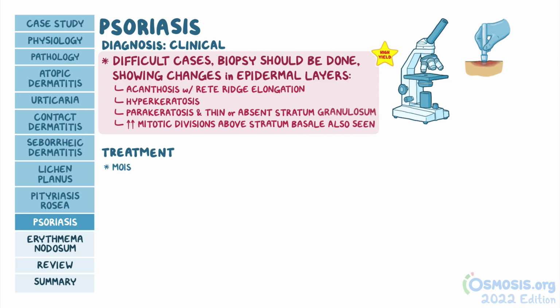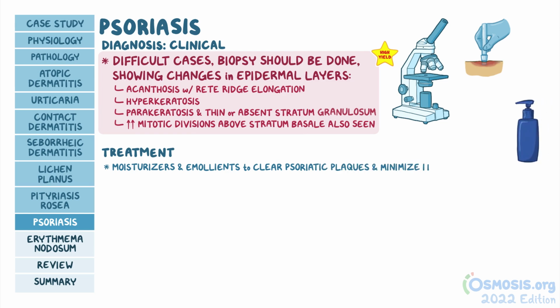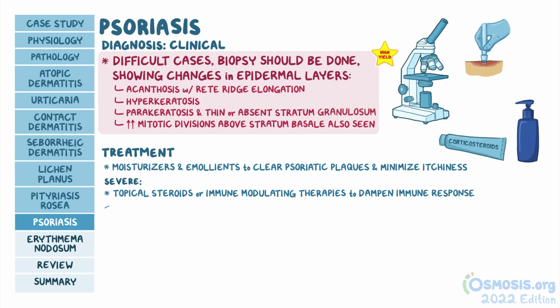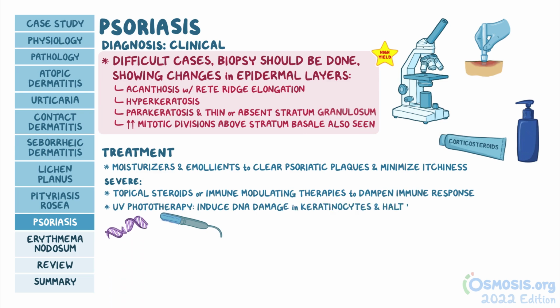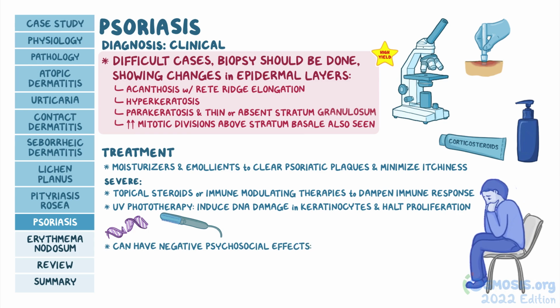Treatment can include moisturizers and emollients to help clear psoriatic plaques and minimize itchiness, while more severe cases may require topical steroids or immune-modulating therapies to dampen the immune response. UV phototherapy can also be an option to induce DNA damage in the keratinocytes and halt their proliferation. Don't forget that psoriasis can have negative psychosocial effects, which also need to be addressed.